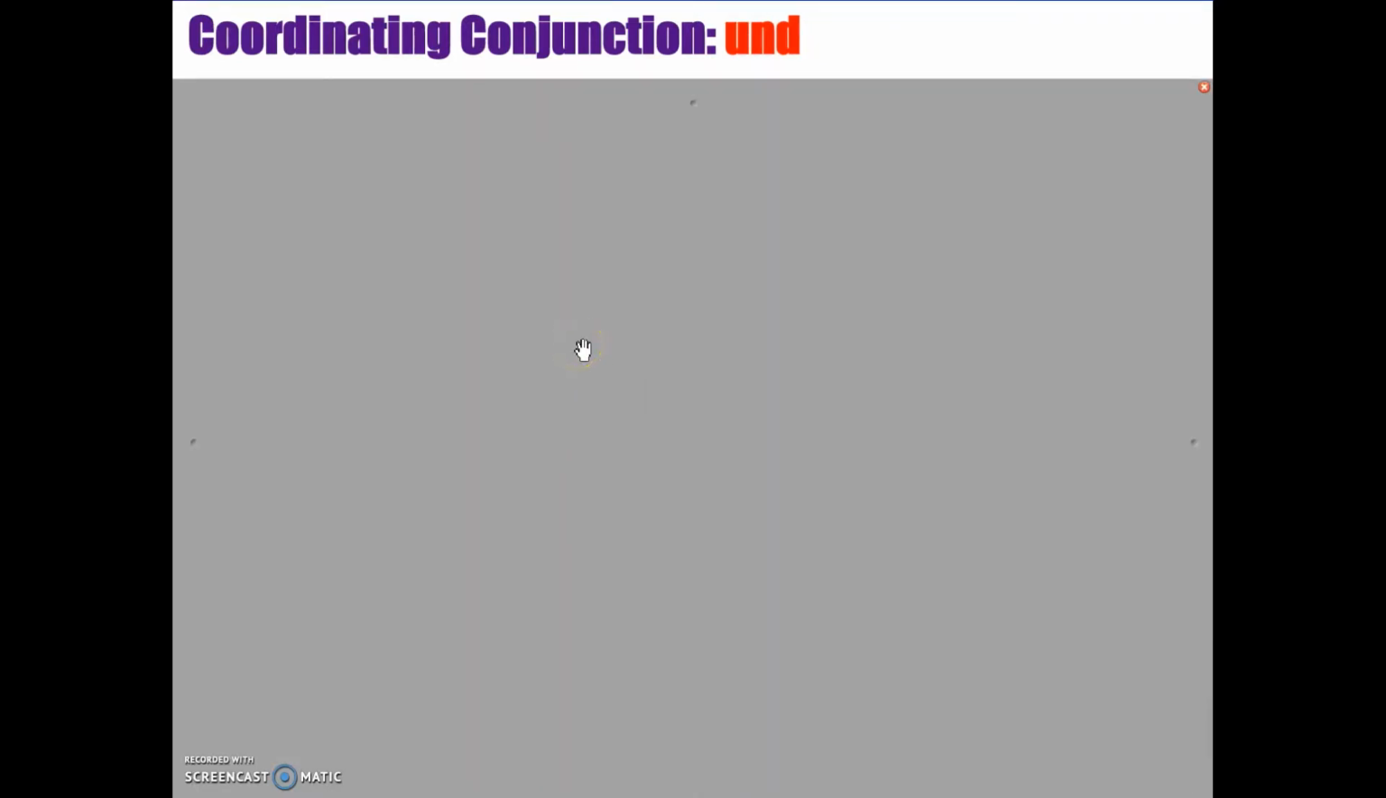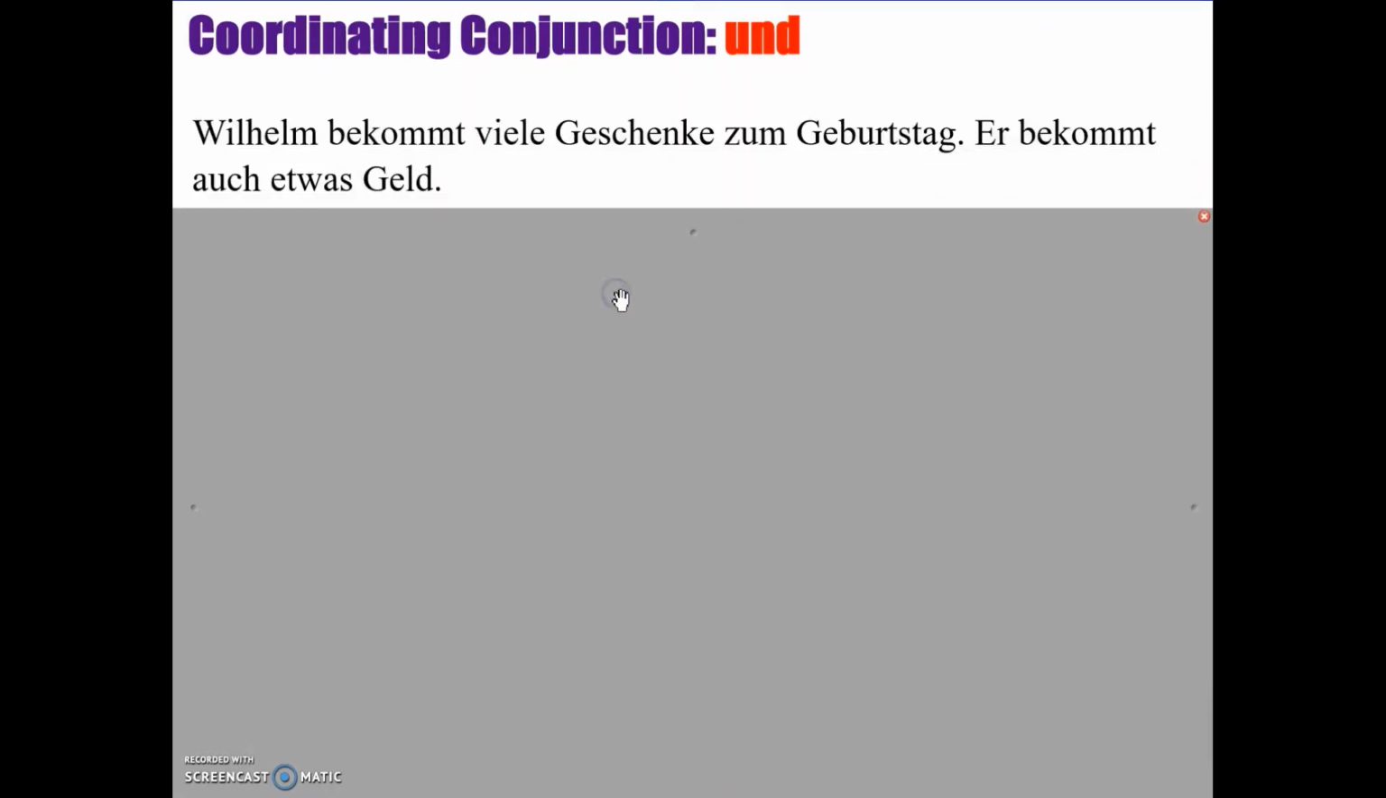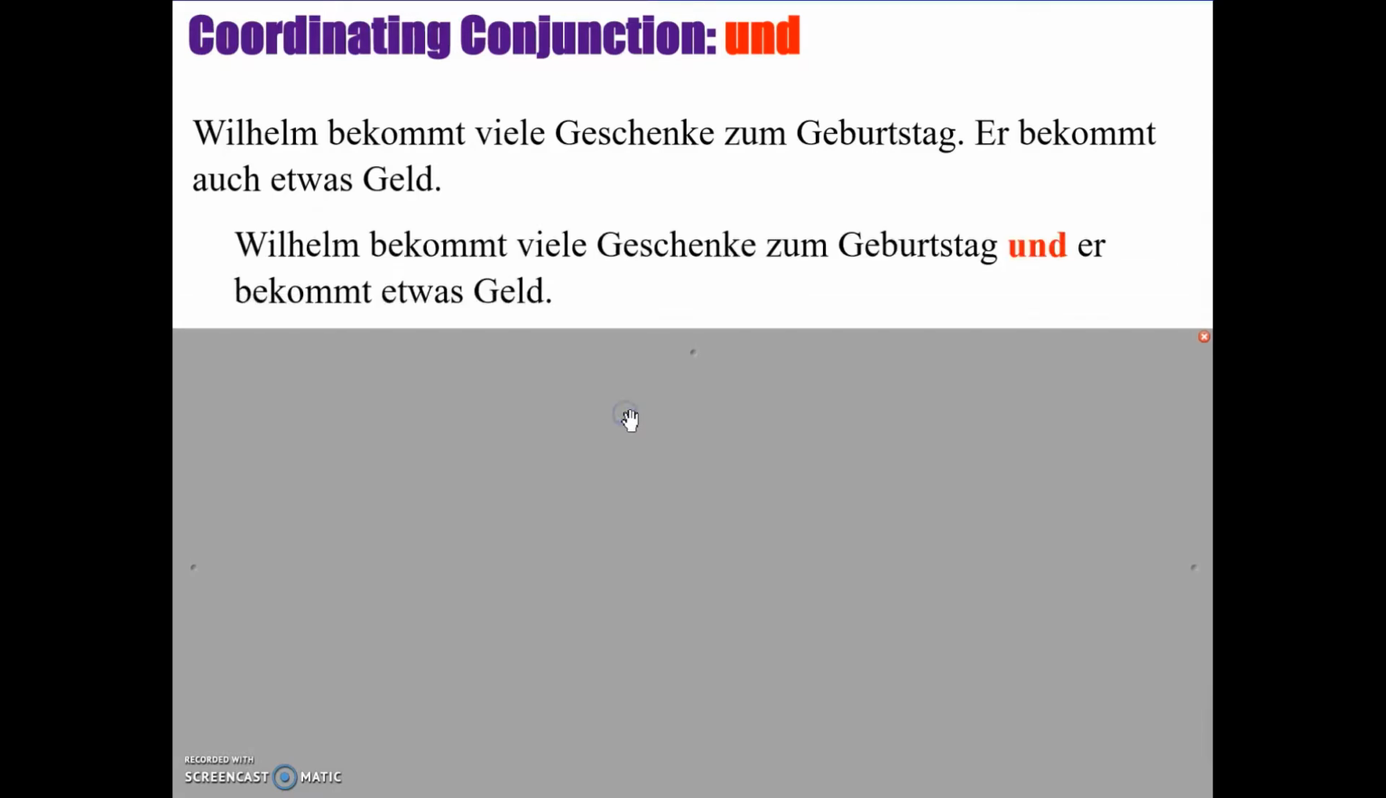And our final coordinating conjunction is und. Wilhelm bekommt viele Geschenke zum Geburtstag. Bekommt auch etwas Geld. We can connect those two thoughts of Wilhelm is getting a lot of presents for his birthday. He's getting a lot of money too. So, Wilhelm bekommt viele Geschenke zum Geburtstag und bekommt etwas Geld.